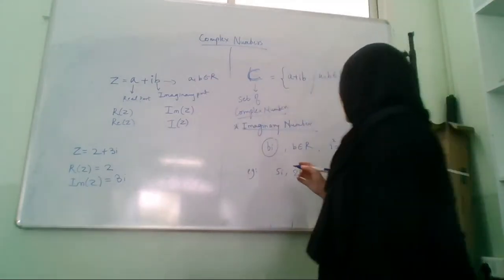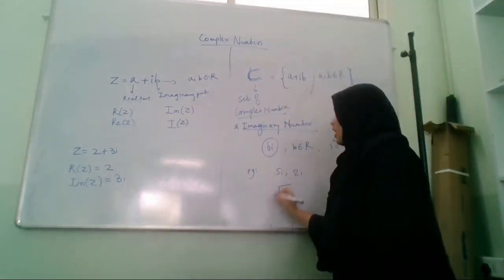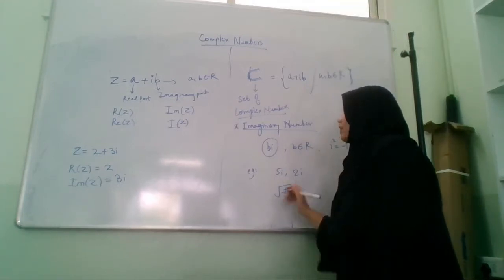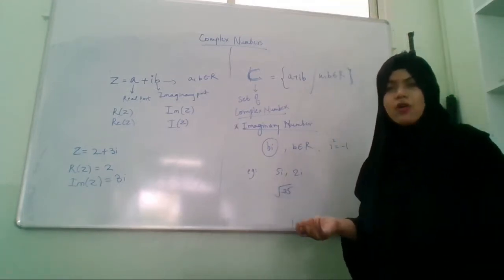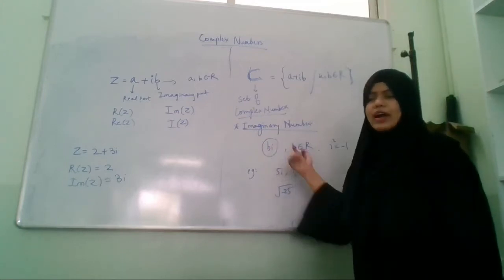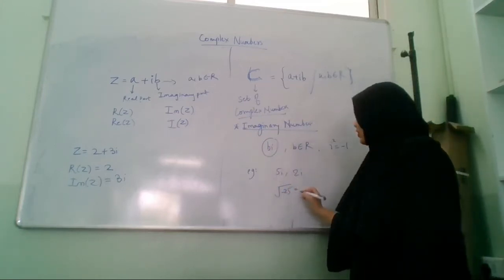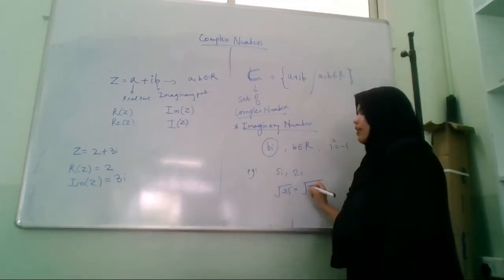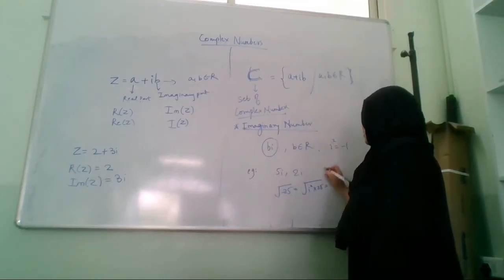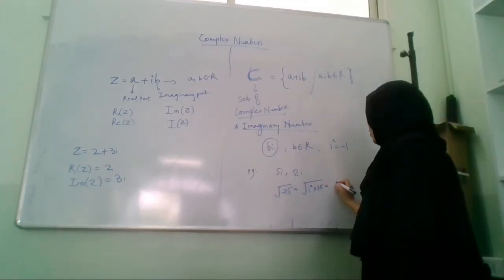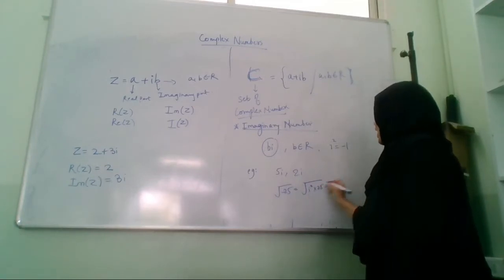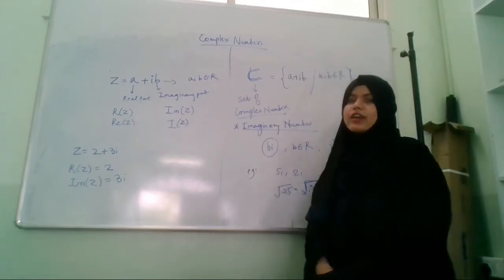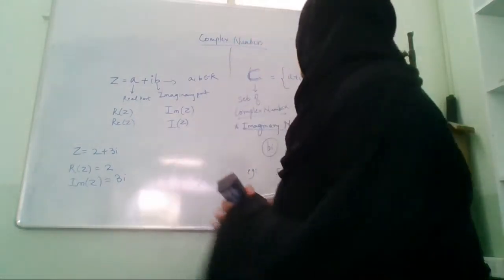We can also take an example, under root of -25. This is also an imaginary number. How? This is not in the form of bi, but -25 can be written as under root of, minus means it is i square, into 25. So square root of i square will be i, and square root of 25 will be 5. Since we are removing the square root, this will be plus minus 5i. So these all are imaginary numbers.